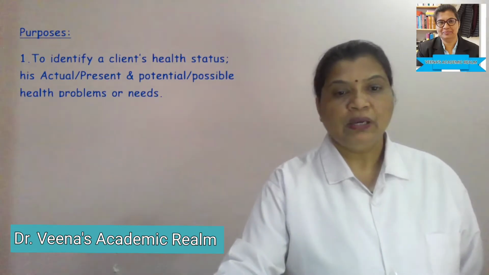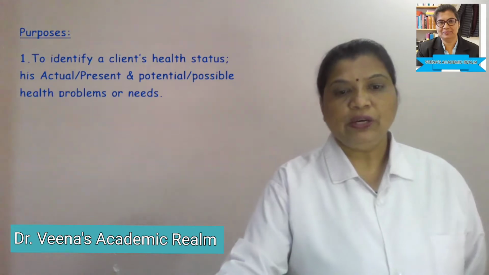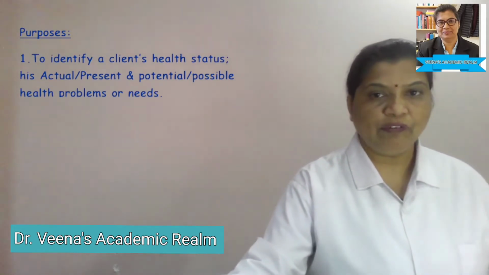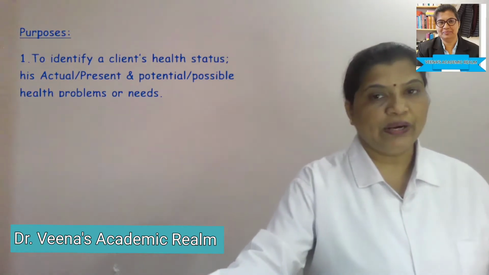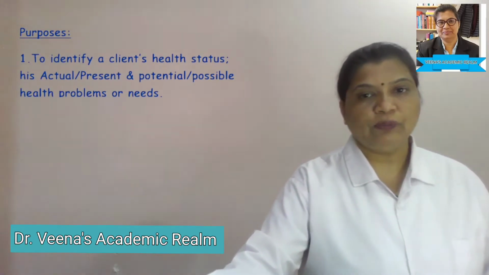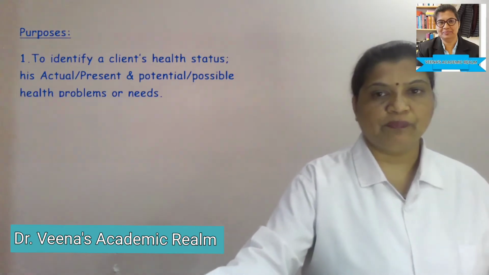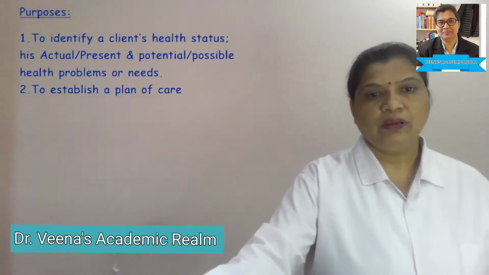Then second, to establish the plan of care and meet identified needs. So establish the plan of care to find out what the needs of the patient are, what the problems of the patient are, and accordingly we need to plan the care for the patient to meet the needs of the patient and for early recovery of the patient. That is the second purpose of nursing process.